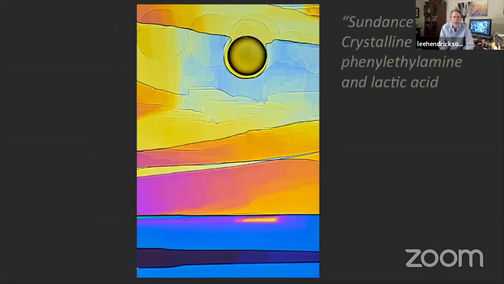When I added a substance called lactic acid to phenylethylamine, I thought I was going to change the pH. I got the idea because lactic acid is in wine, and I thought, oh, wine and chocolate go good together, so I mixed them together. The result was totally unexpected. And in this case, the lactic acid forms an almost planetary look to it.